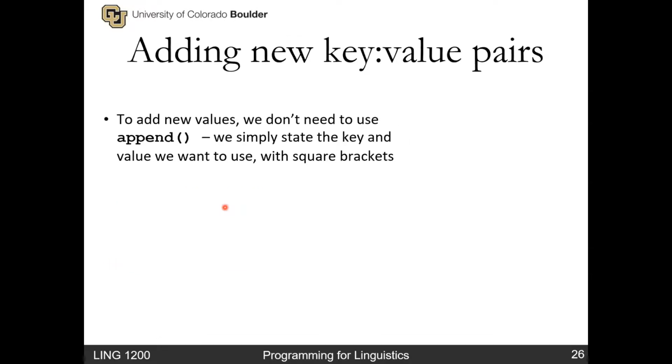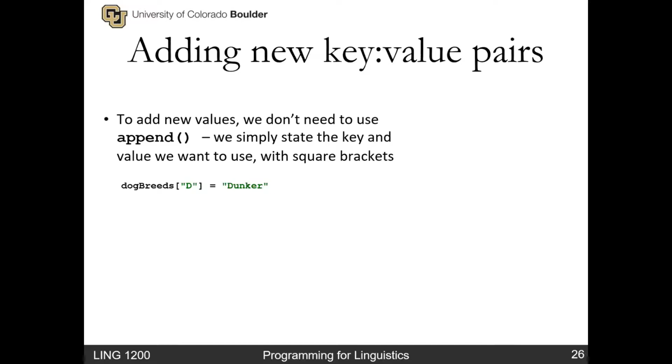Okay, so we saw how to access a value and how to update it, very similar to lists. Here's something that's different than lists. If you want to add new values, we don't use the append method. That's specific to lists. Instead, we're simply going to state the key and value we want to add, again using the square bracket notation. So this is the same notation that we use to access a value and to update the value. Here, we're going to use that square bracket notation.